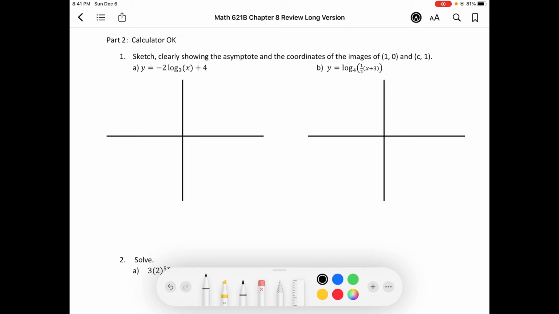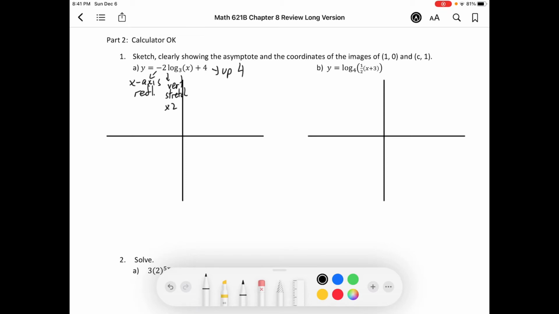Okay, moving on to the section that allows us to use the calculator, we're going to do some graphs. And honestly, I don't think you need the calculator here. You may on some of the later questions. So right here, I know that I have an x-axis reflection. I know that I have a vertical stretch by a factor of 2, stretch x2. And I know that it has gone up 4.